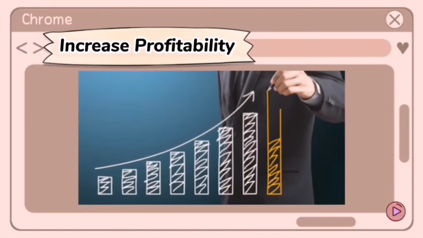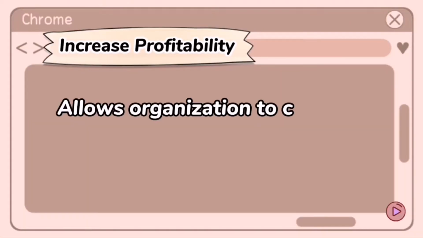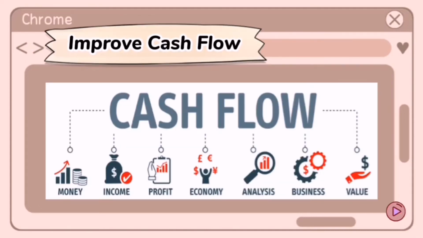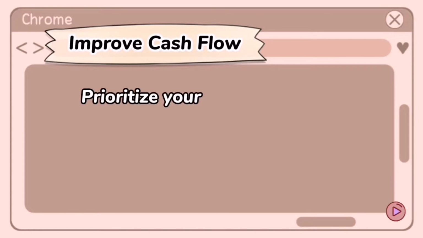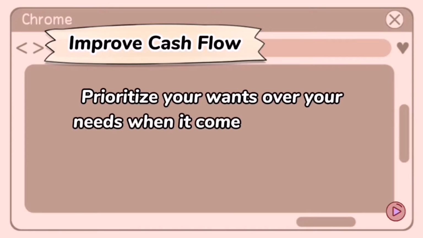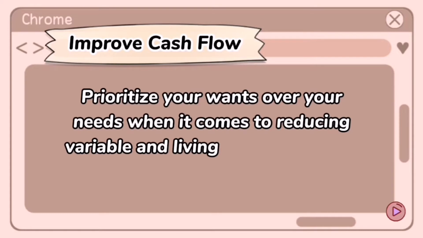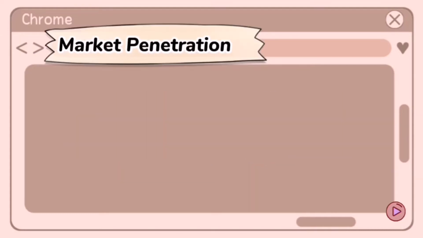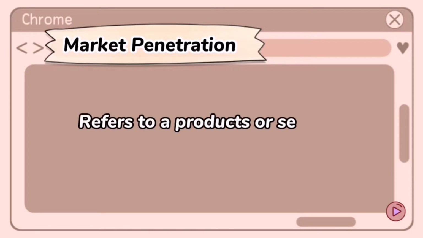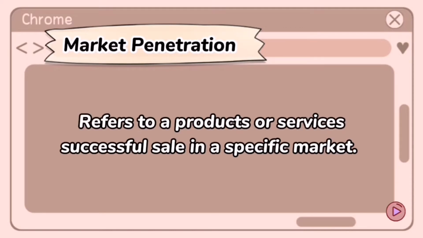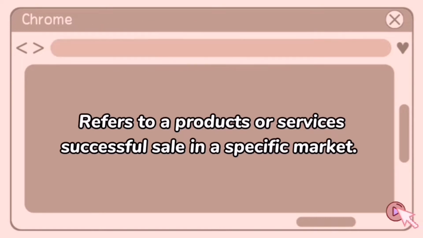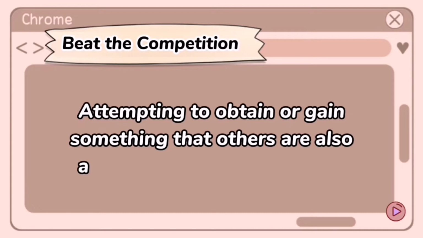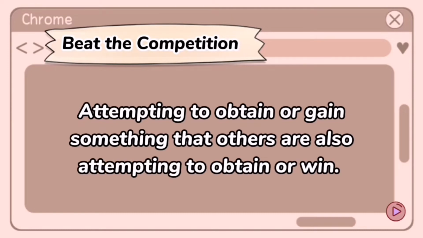First is increase profitability. Allows organization to continue to expand and compete within their industries. Next is improve cash flow. Prioritize your wants over your needs when it comes to reducing variable and living expenses. Learn how to create a budget. Next is market penetration. Refers to a products or services successful sales in a specific market.